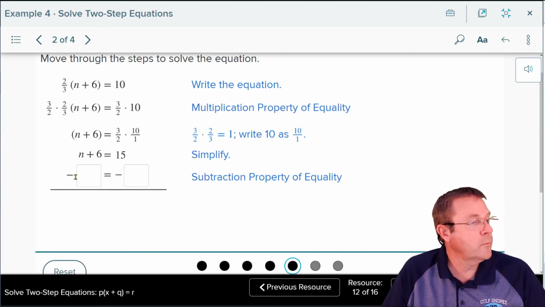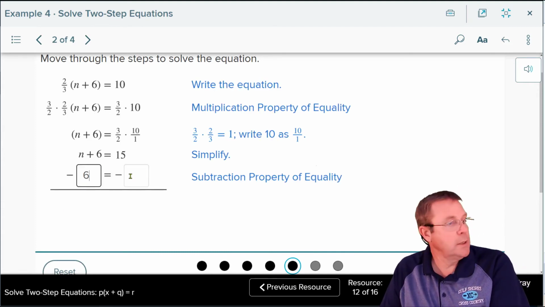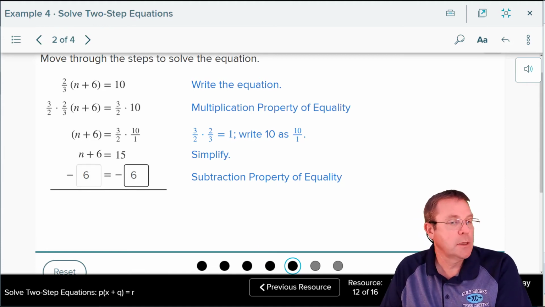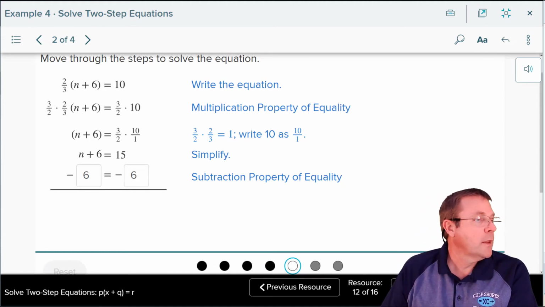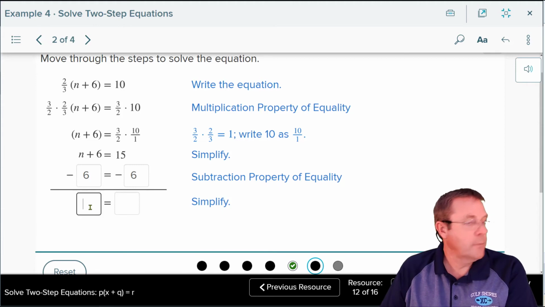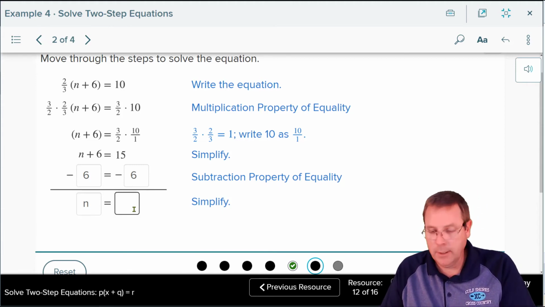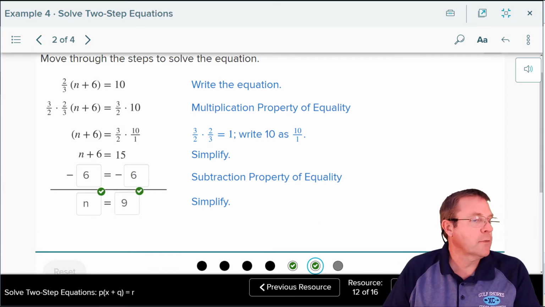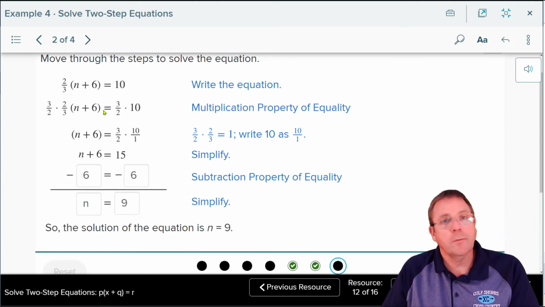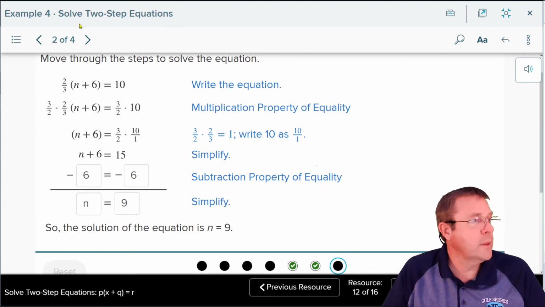And then they subtracted a 6 on both sides, minus 6, minus 6. Check that. And from there, they ended up saying that n, all by its lonesome, was equal to a positive 9, and check that. Now that does work, but to me that's overly complex.